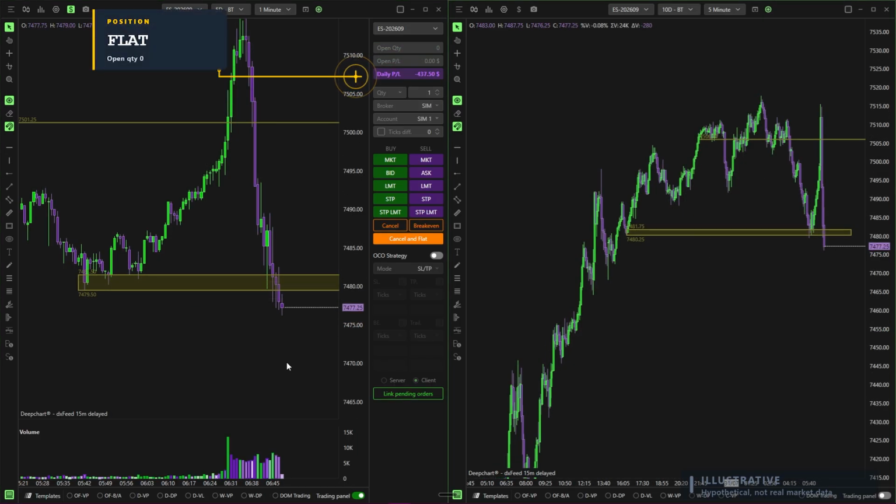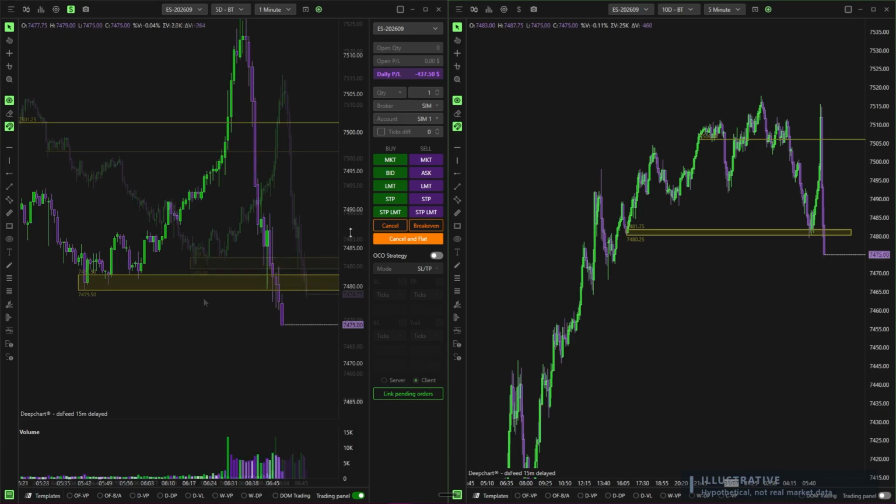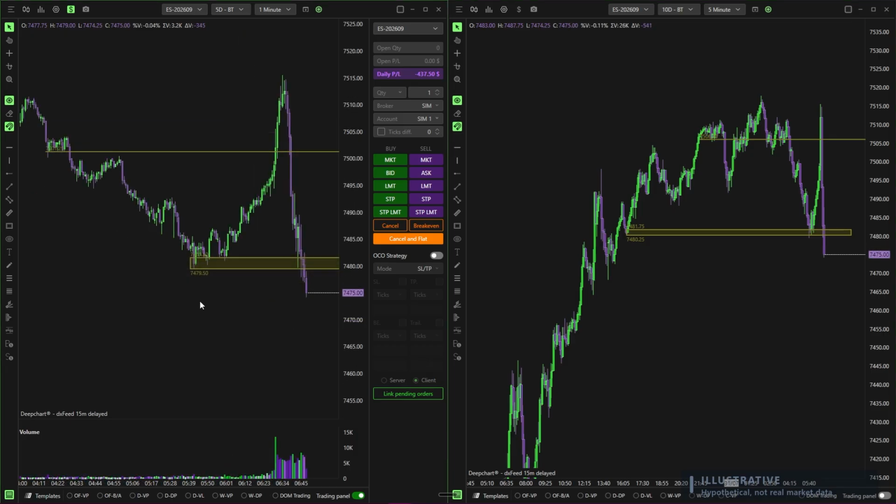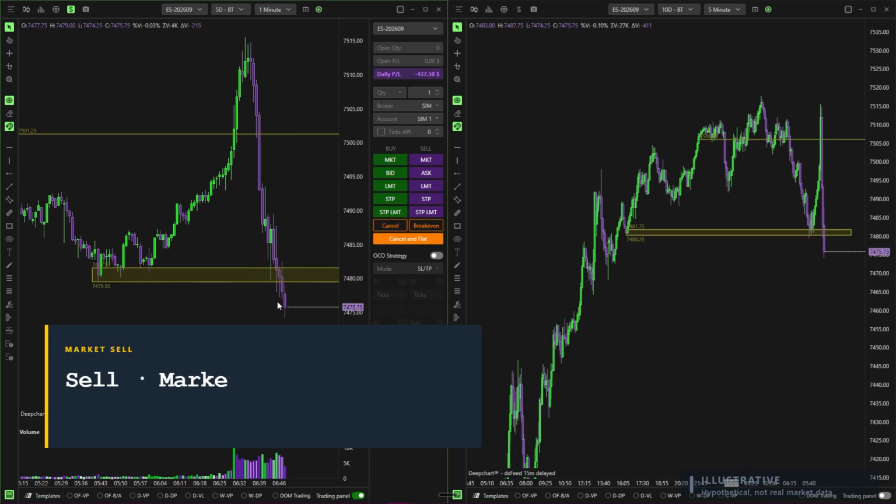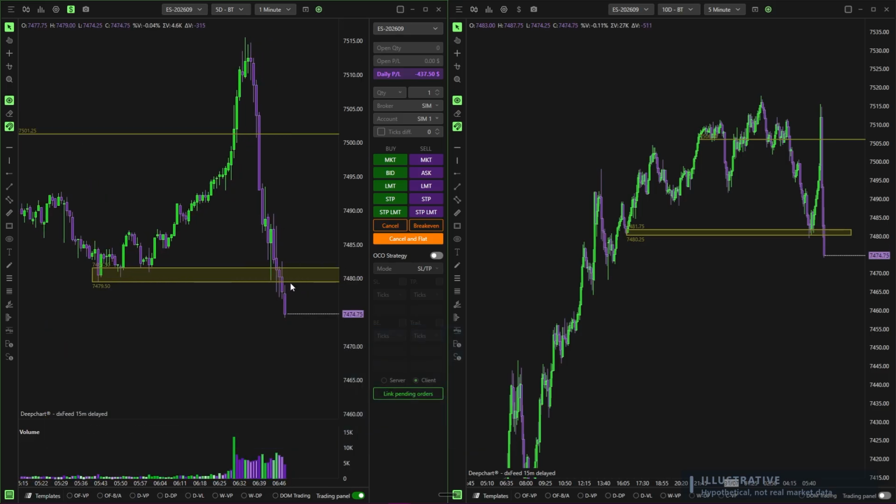And now our stop was hit. We can see that we don't have a position. Our open quantity is 0 and we are flat. Now let's say you were flat during that time, and let's say you were expecting a breakdown and you didn't want to wait for a retest and you just wanted to get short in the market.